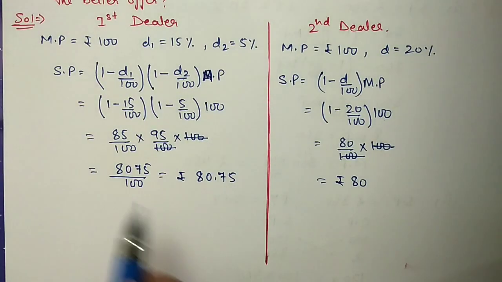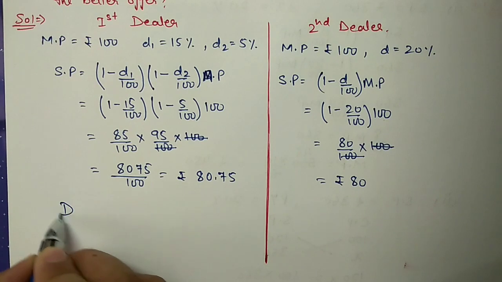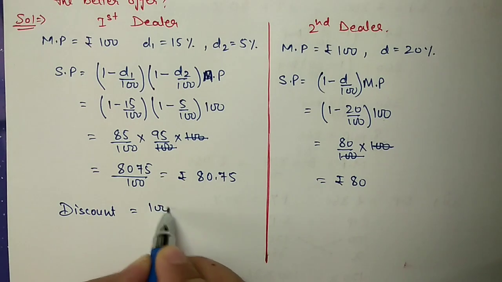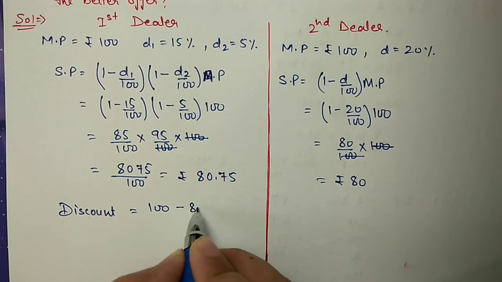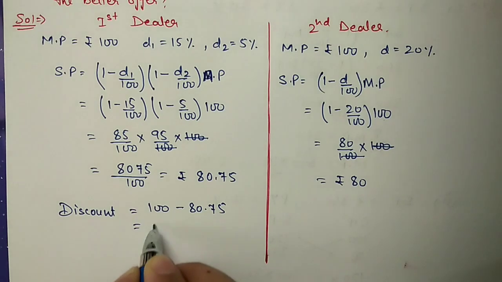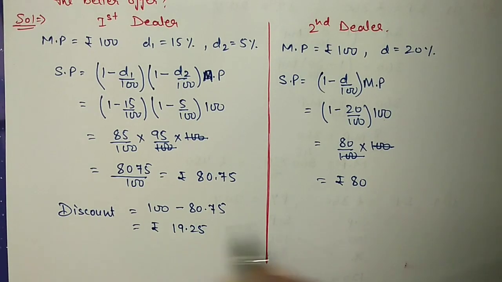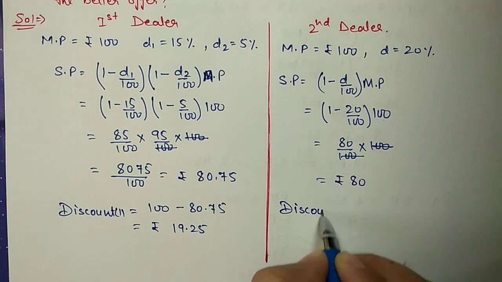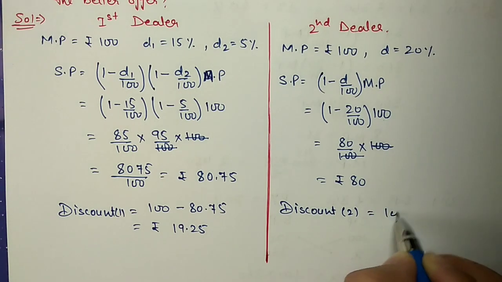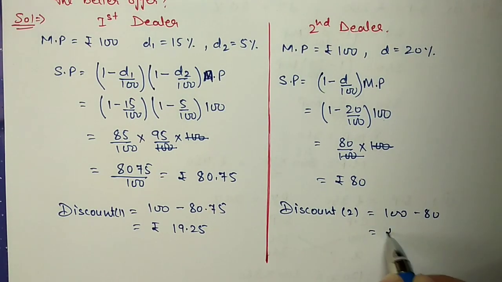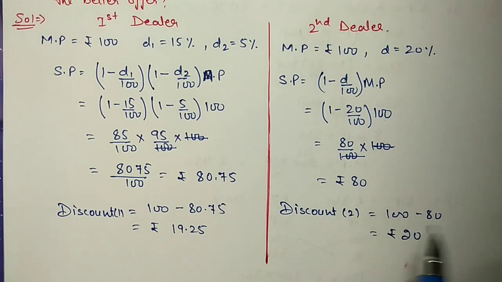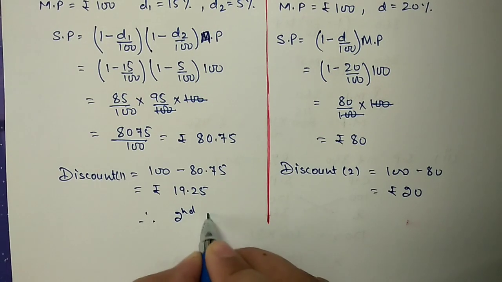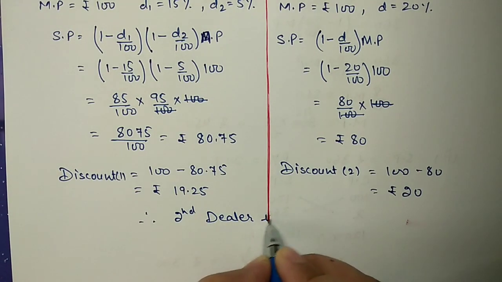So you can see here the first person is getting a discount. 100 rupees was the mark price, but he is selling at 80 rupees 75 paise. So 19 rupees 25 paise he is getting as discount. The second dealer is giving 100 minus 80, 20 rupees discount. So which is better? This second one is better. Therefore, the second dealer is giving more discount.